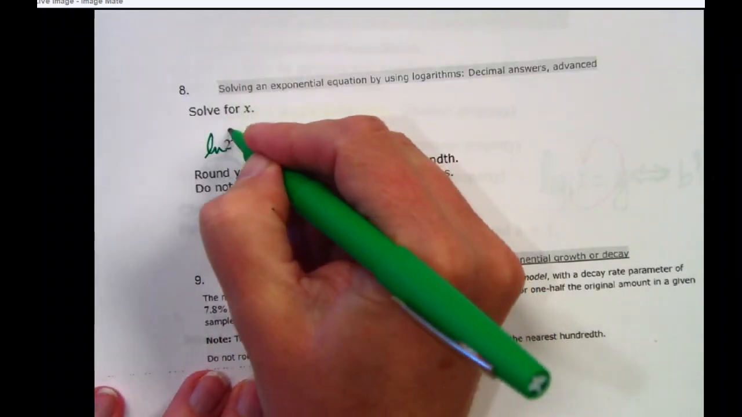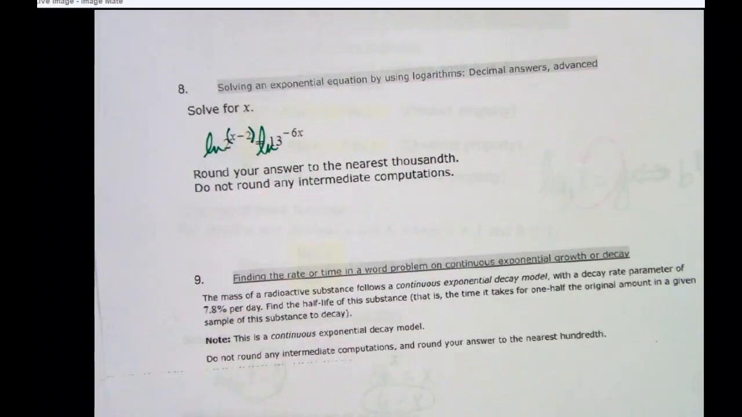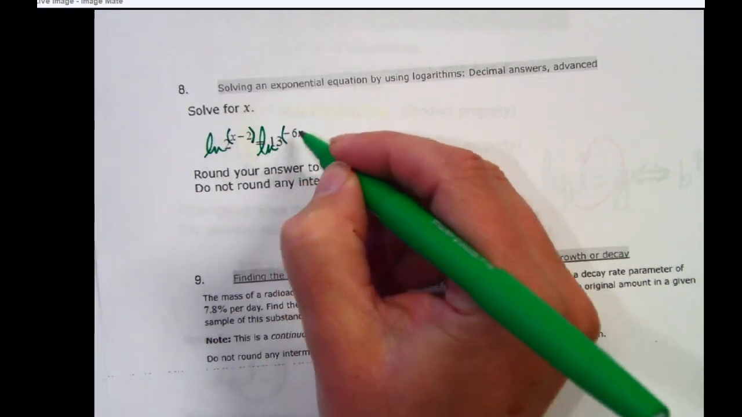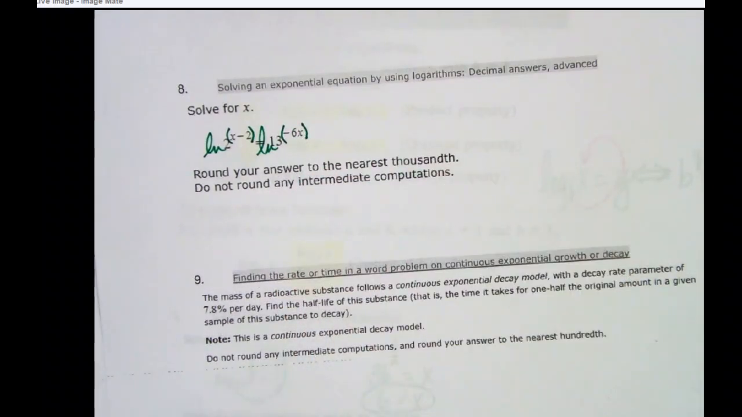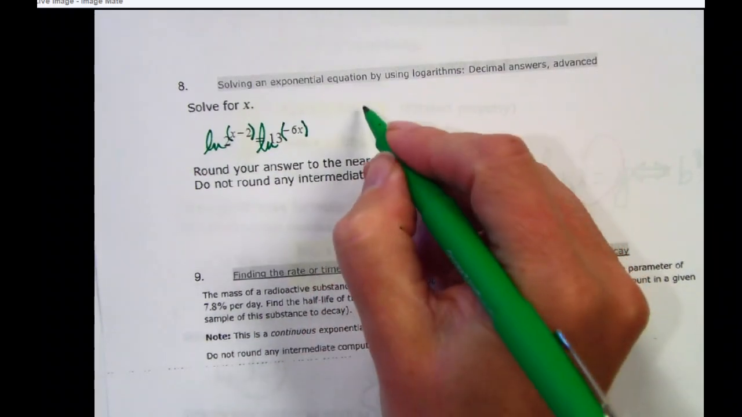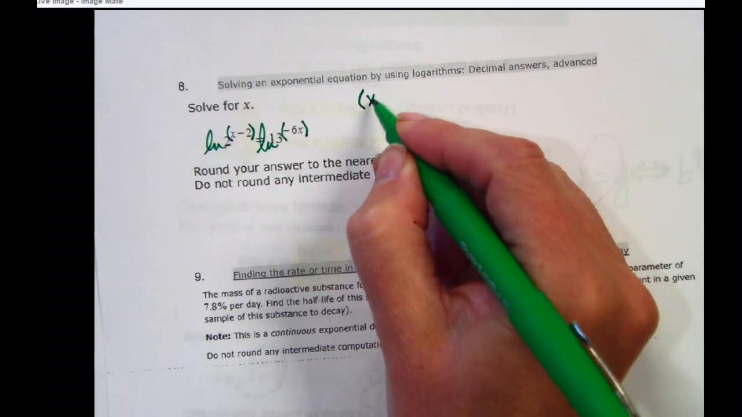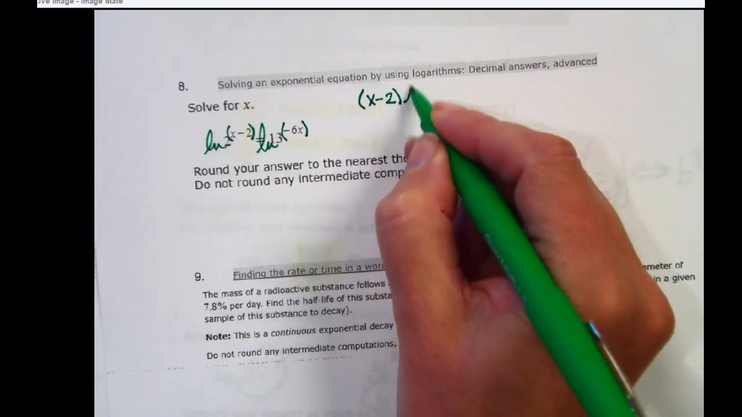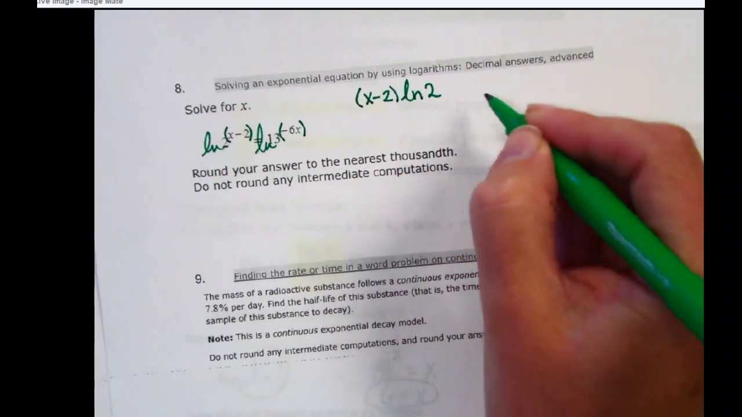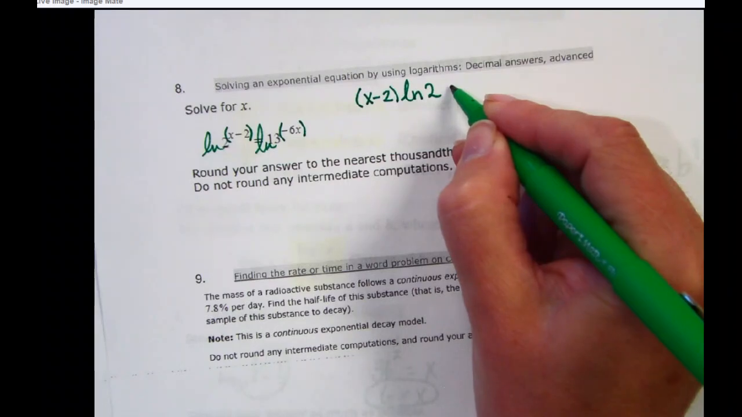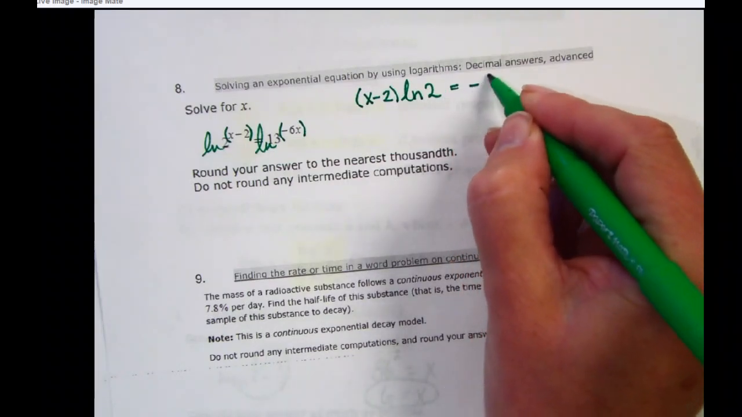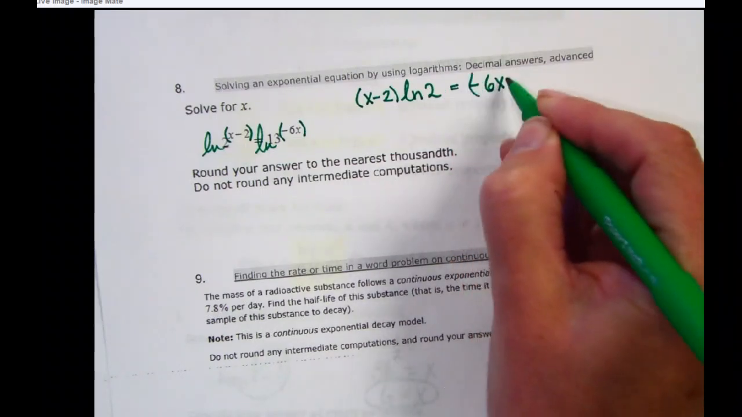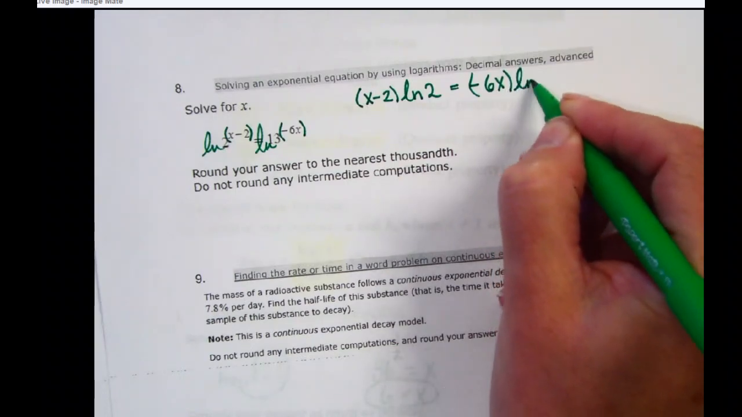So I want to remind my brain that x minus 2 goes together. Because what are we going to do with those exponents? I can now move them into the front. So I have x minus 2 times ln of 2 equals negative 6x times ln of 13.